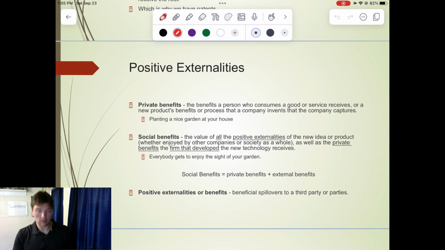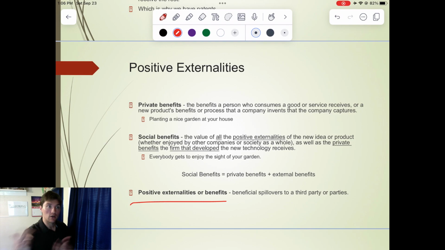Another one would be if you have a nice garden, everybody gets to enjoy the sight of your garden. Okay, so we have the private benefits of the garden, and then everybody else that can see it, right, they are benefiting because of you. Okay, so that's a positive externality, where we are having the spillover effects to the other people. All right, so it could be like when you walk by a bakery and it smells amazing. Okay, the people that are actually eating the bread are having their private benefits, and you're getting the social benefits because of the smells, right?